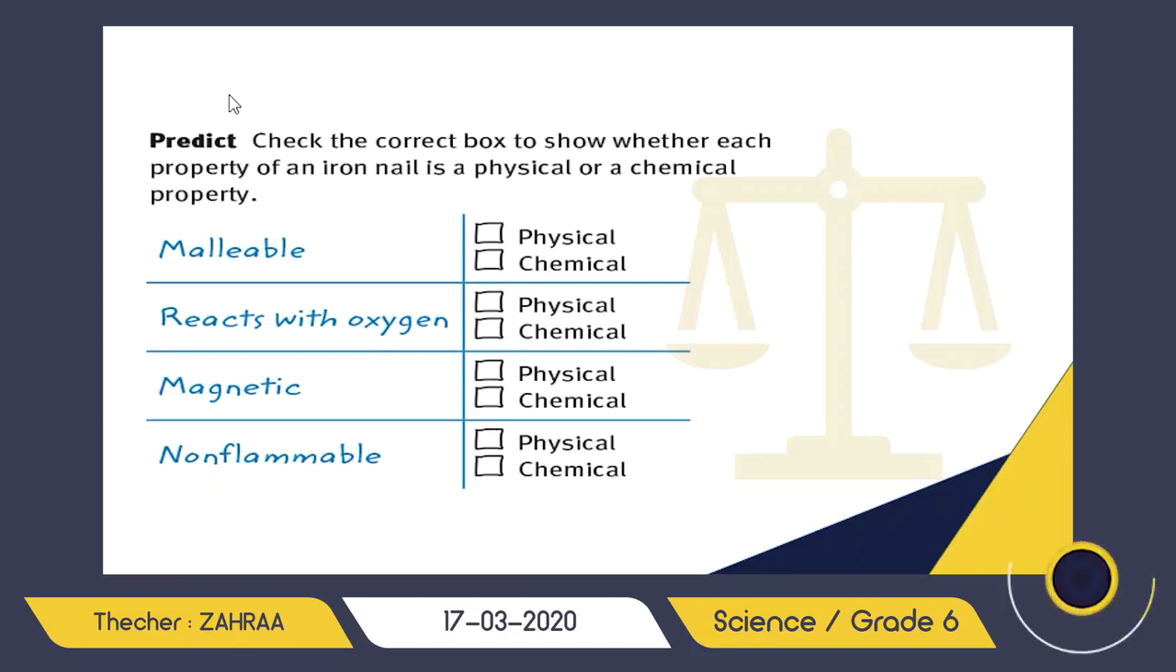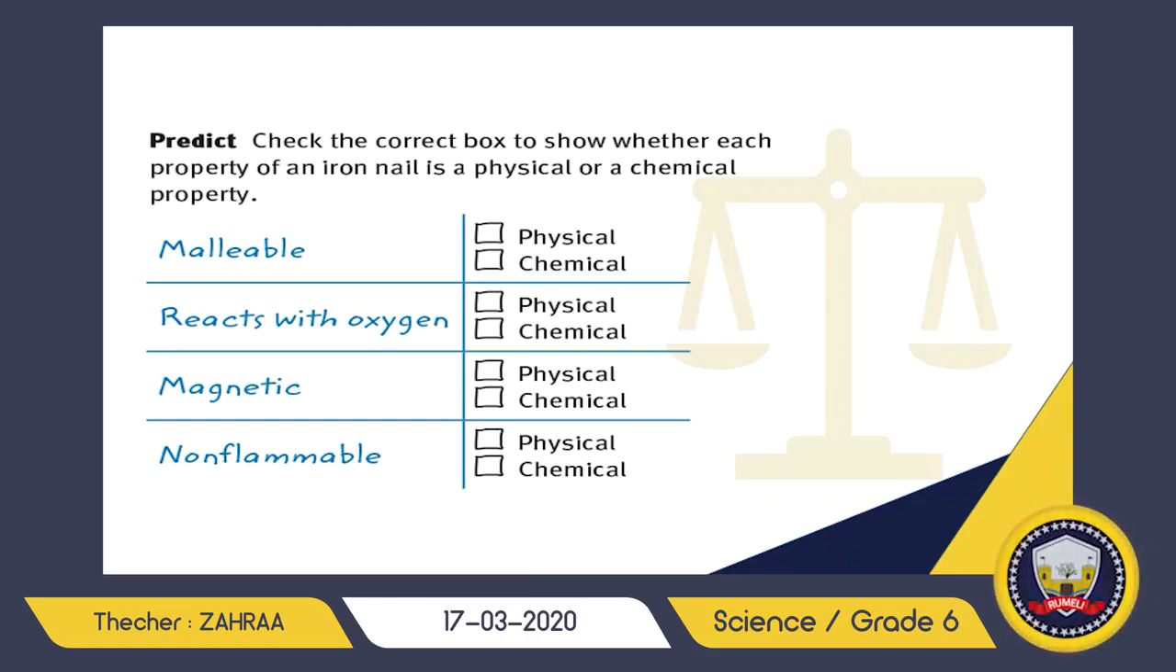Reacts with oxygen. The ability of an iron nail to react with oxygen and form rust, or what we call iron oxide, is it a physical or a chemical property? What do you think? Yes, it's a chemical property. The reaction of an iron nail with oxygen to form rust is a chemical property.